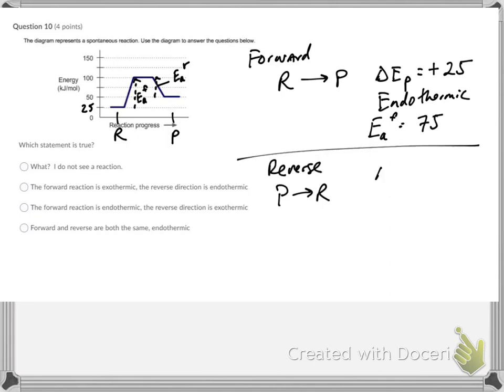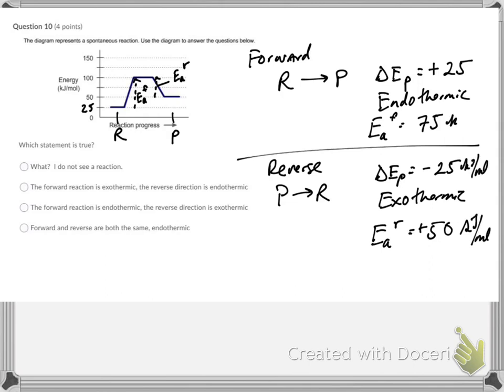In the reverse direction, going P to R, the change in potential energy is negative, meaning exothermic. Its activation energy in the reverse direction is a positive 50. Remember, the activation energies are always positive numbers. They're just different in the different directions. And let's see, so that means the answer here is C. The forward is endothermic and the reverse is exothermic, but we could extract all this information from this graph.